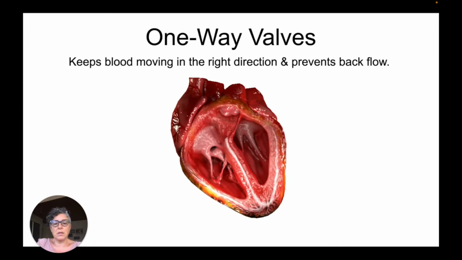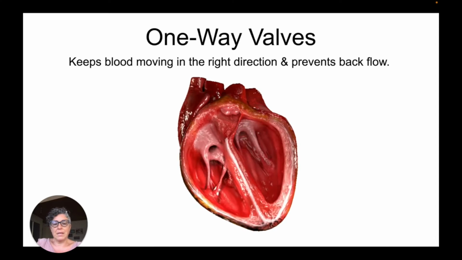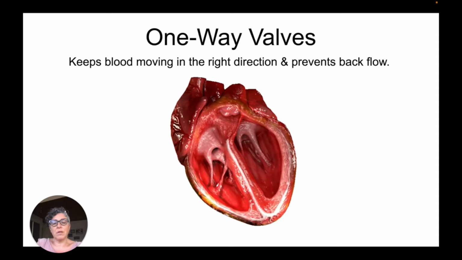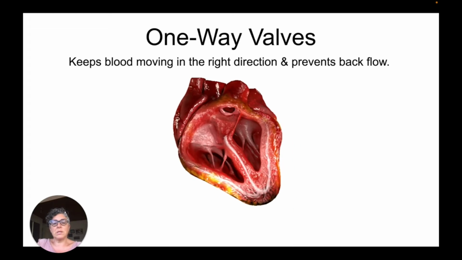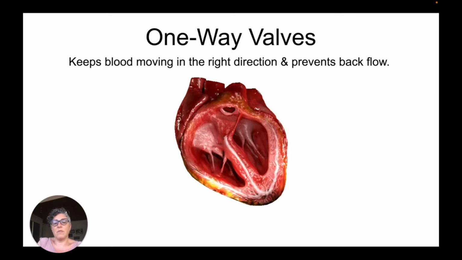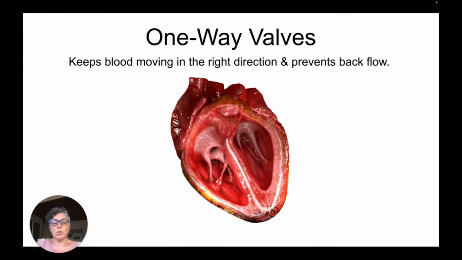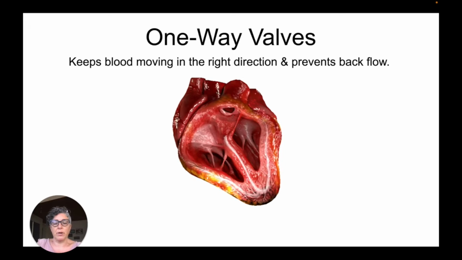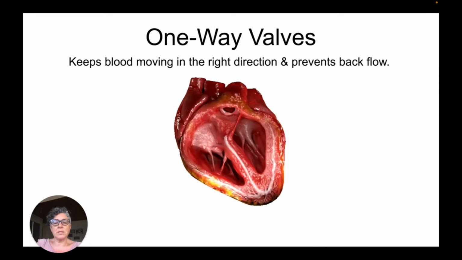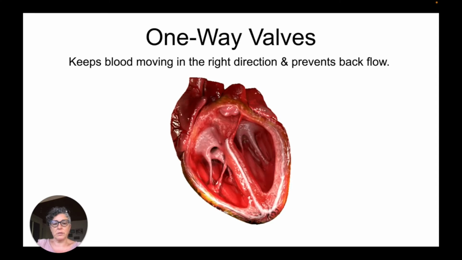If you look at this animation, we can see clearly the right side of the heart. We can see the valve that is between the atrium and the ventricle on the right side of the heart. And we can also see the valve that is leading out of that same ventricle to the pulmonary artery. If you look at those 2 valves as they open and close, you can see that when one is open, the other is closed.